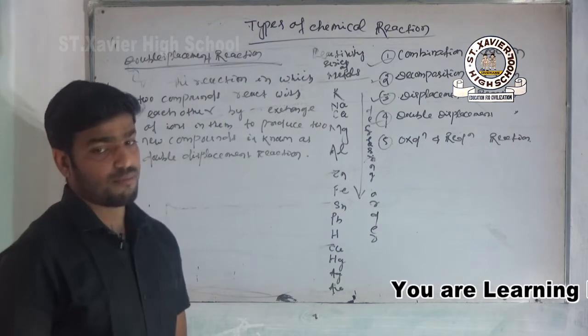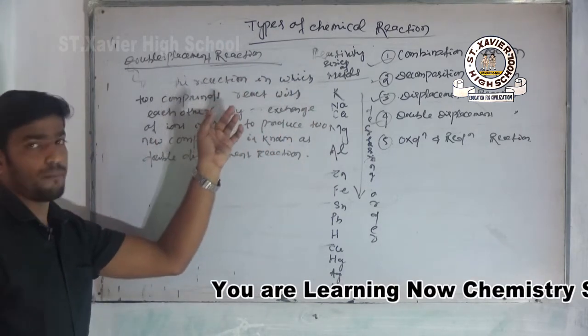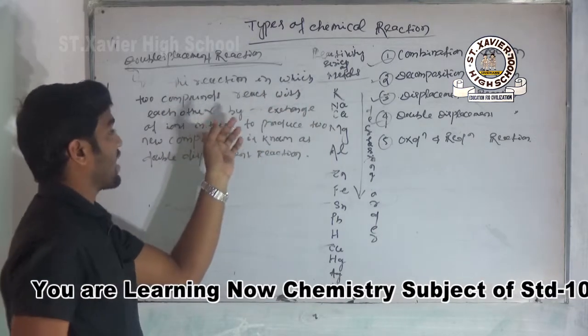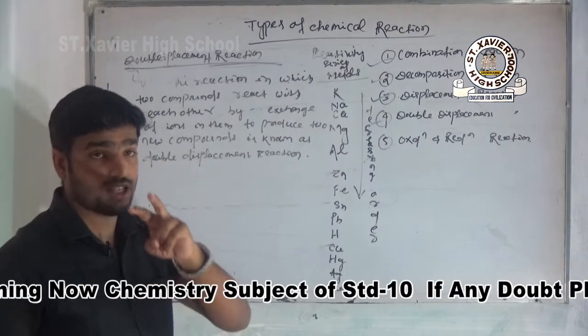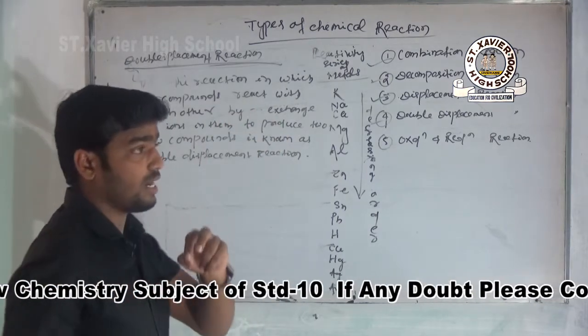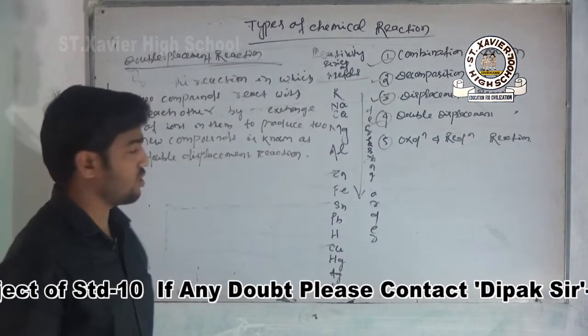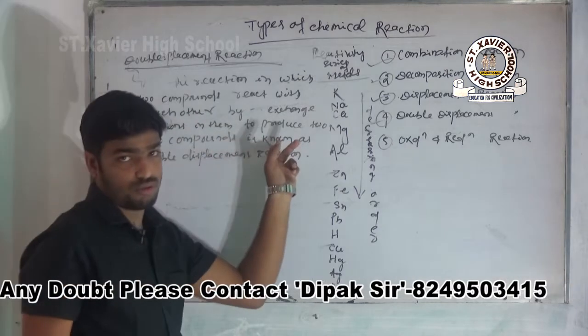So what will be our appropriate definition? The reaction in which two compounds react with each other by exchange of ions in them. Ions, you know very well, there are two types of ion, cations and anions. So here the ions will be exchanged in them to produce two new compounds.